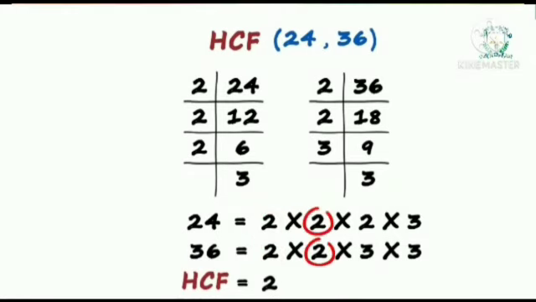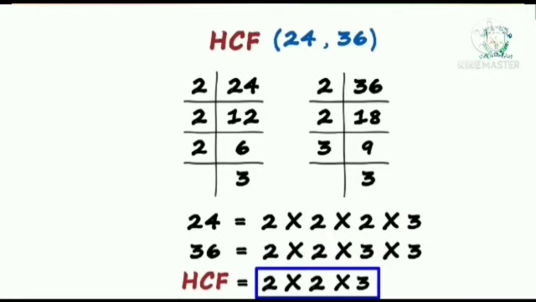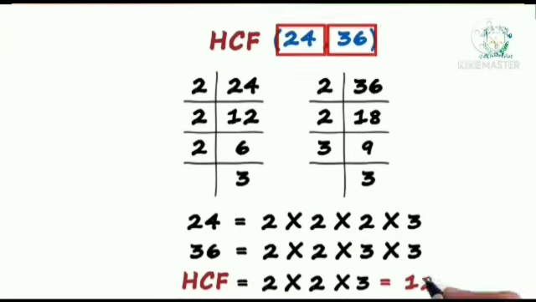Again, 2 is a common factor to both. So we multiply 2 again. 3 is a common factor to both. Hence we get 2 into 2 into 3. Thus 2 times 2 is 4 and 4 times 3 is 12. So HCF of 24 and 36 is 12.